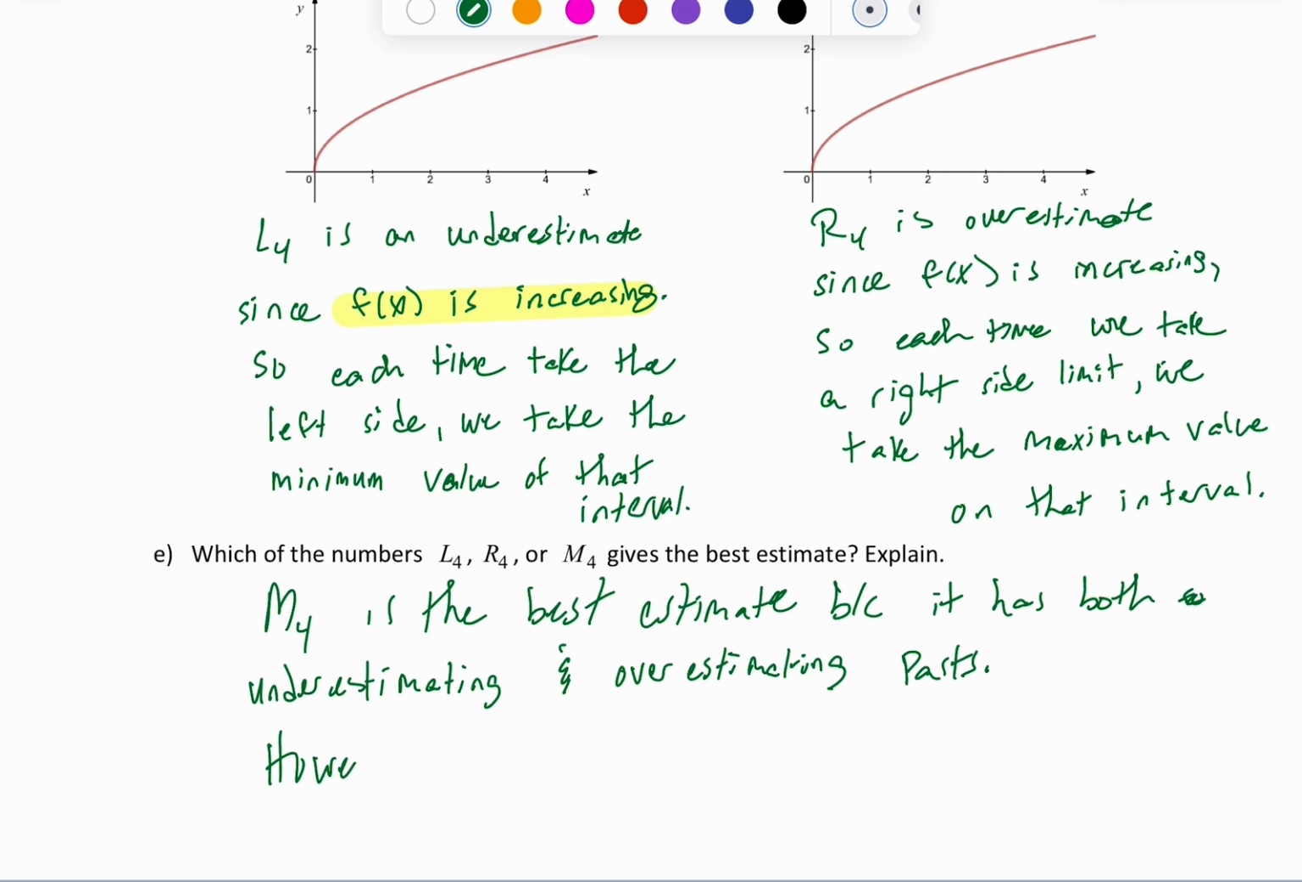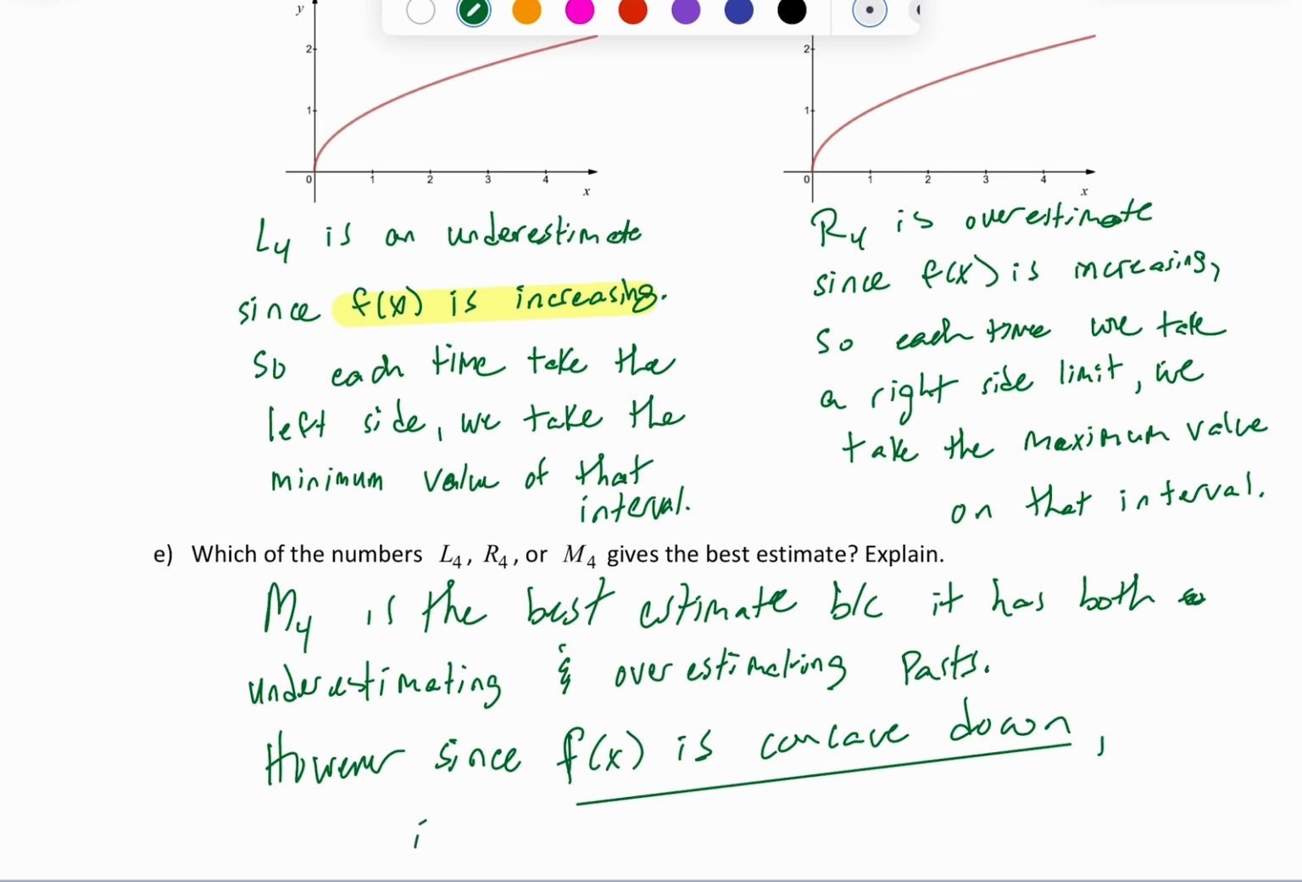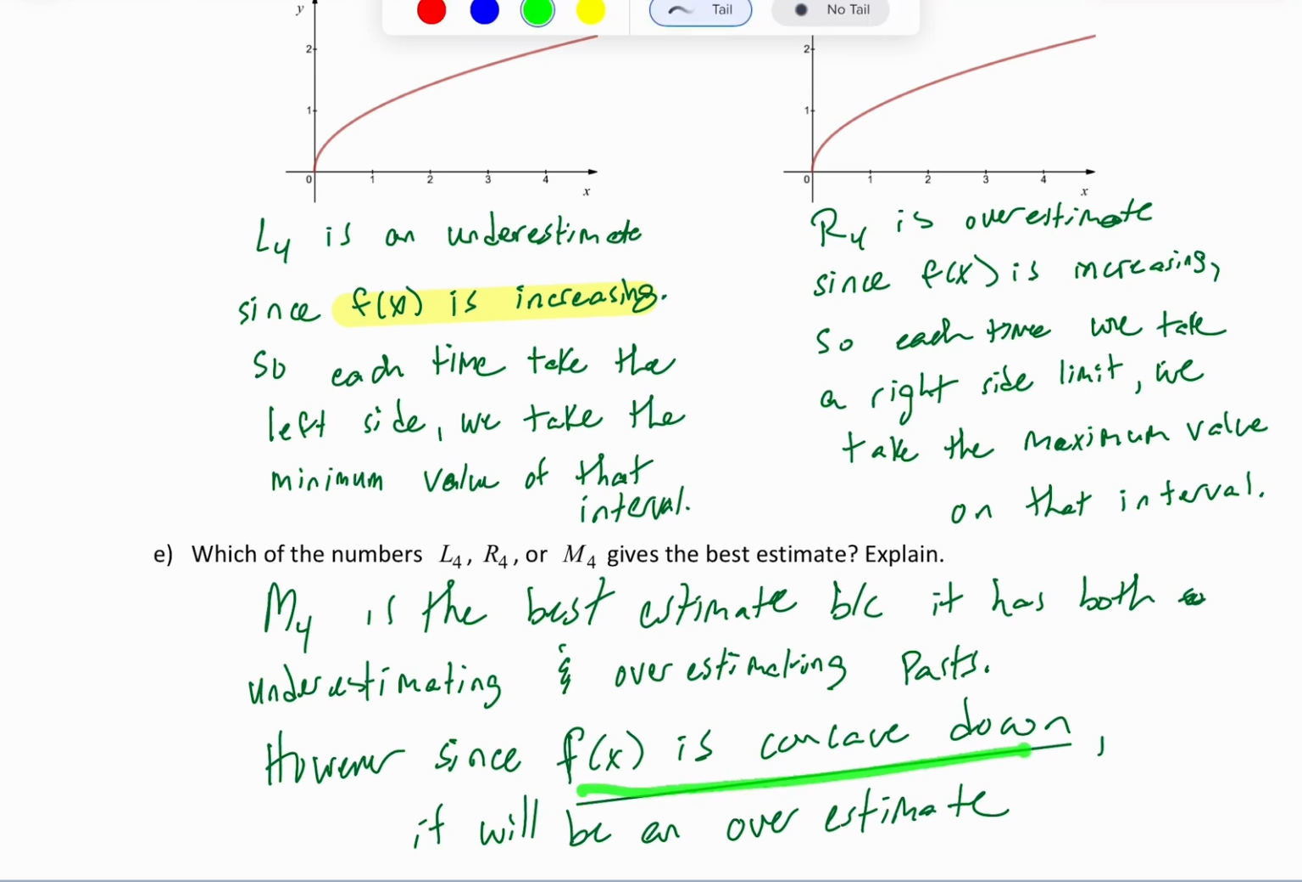However, since f of x is concave down, it will still be an overestimate. If it was concave up, we would get an underestimate. So since f of x is concave down, we still get a small overestimate.